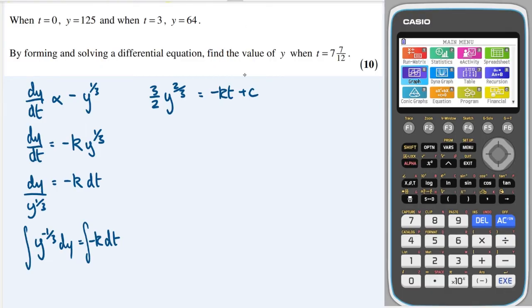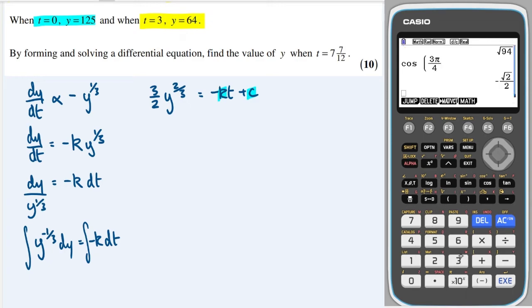Okay, we've got two arbitrary constants, k and c, so we're going to need two sets of information, set 1 and set 2. Let's start by subbing in set 1. When t is equal to 0, y is equal to 125. So I'll go to my calculator and I will do 3 over 2 multiplied by 125 to the power of 2/3, and this will give me 75 over 2. And t is 0, so kt will be 0, and we're just left with c. So that tells us what c is.